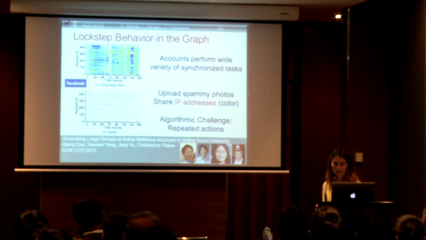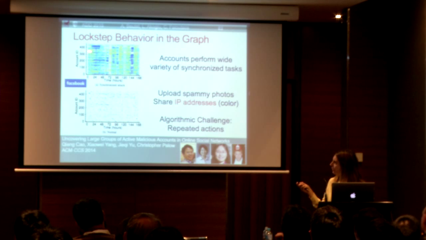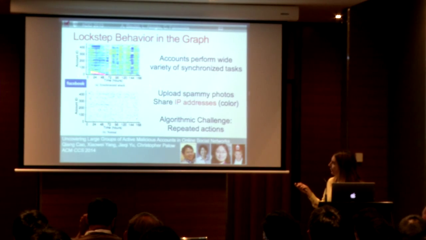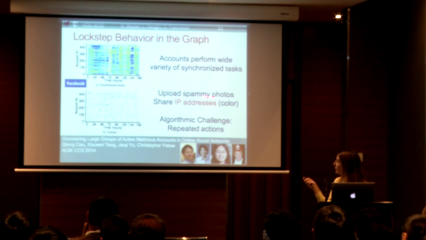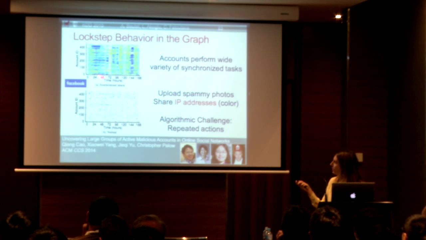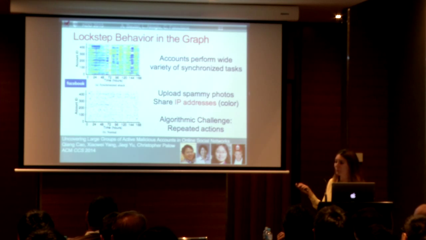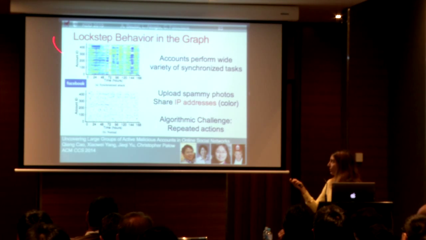Another example here is that this is time again, and accounts. This is for one action, uploading spammy photos, and the color indicates IP addresses. You see that within this time window, all these accounts were logging in from this IP, maybe during work hours. They went home, they were logging from this IP again, but doing the same action. So super synchronized. And for normal users, there is no such thing.